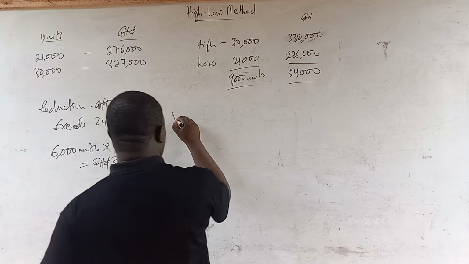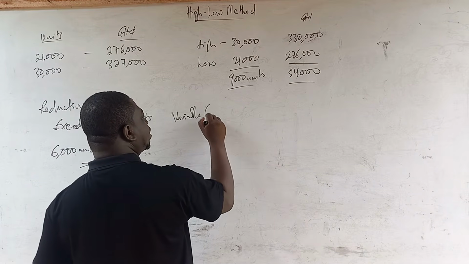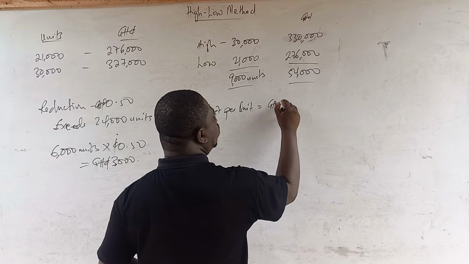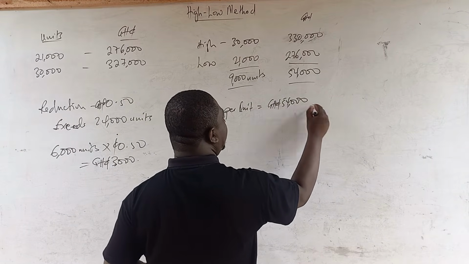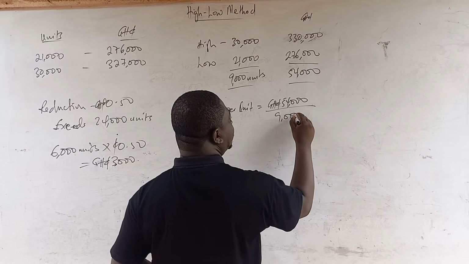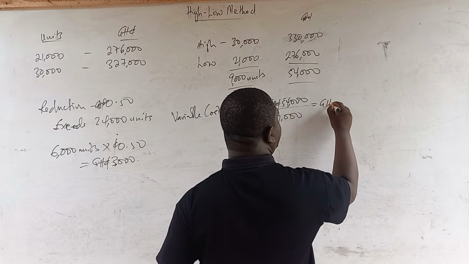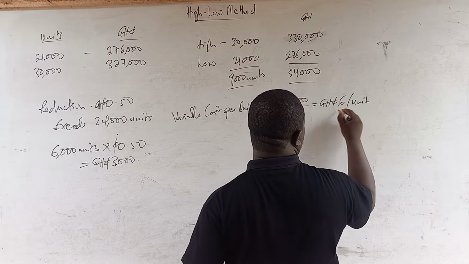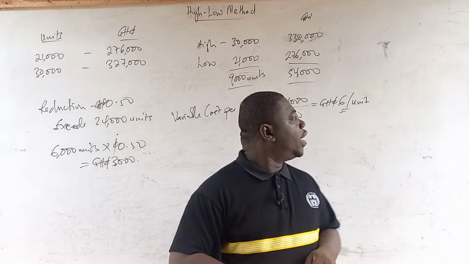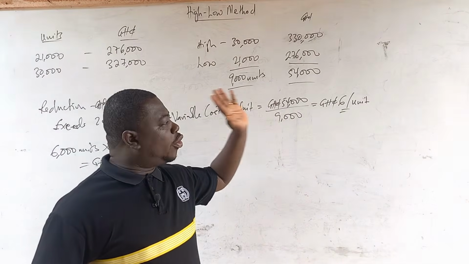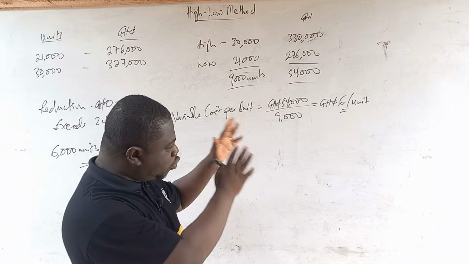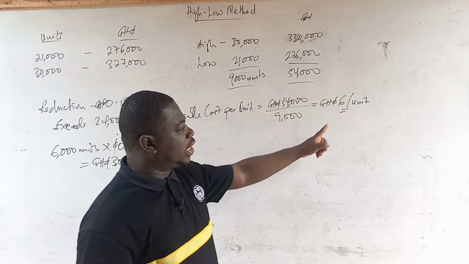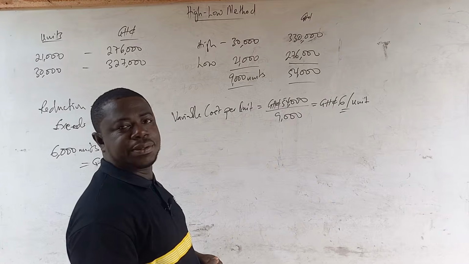All right, so therefore, the variable cost per unit equals 54,000 Ghana cedis over 9,000 units. And that is going to give us 6 cedis per unit. And so therefore, the original variable cost per unit, this is the true variable cost per unit that has been in existence before the change, and that is 6 cedis per unit.